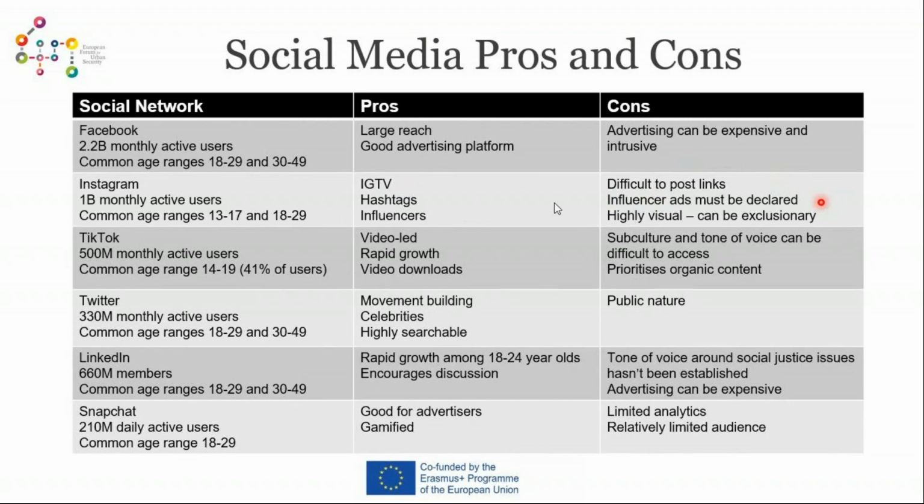The next platform is TikTok. So this emerged about 3 years ago. It's massive now. It's definitely the platform that's grown the fastest. The one prior to that was Instagram a few years ago. So TikTok is quite new. It's also highly visual. 500 million monthly active users. It's massive, and the most common age range is youth. So 14 to 19, or rather the younger range of youth. So 41% of users on TikTok are between the ages of 14 and 19.